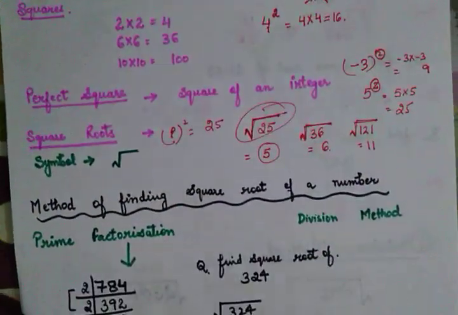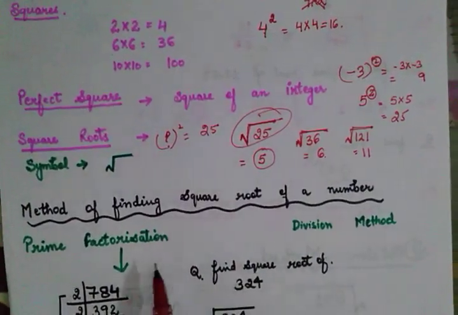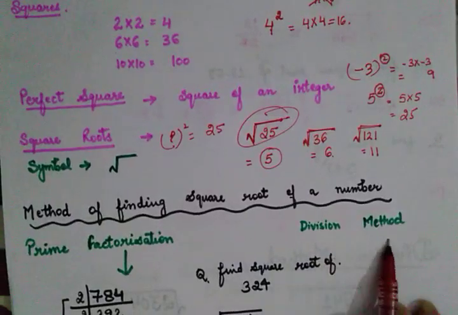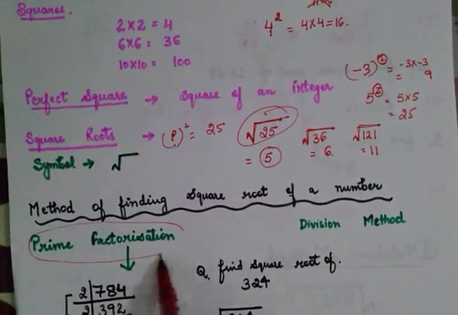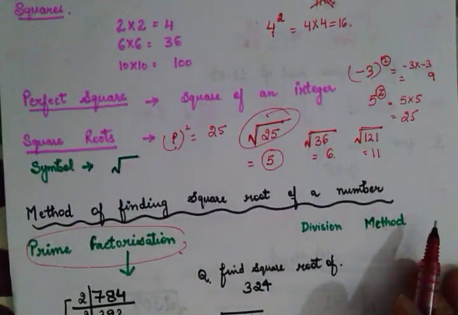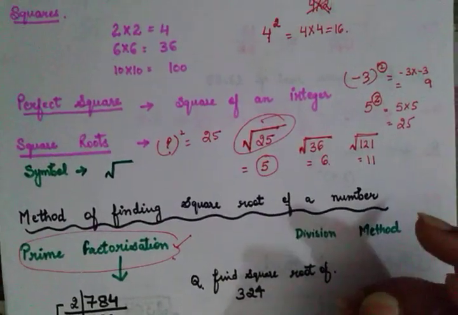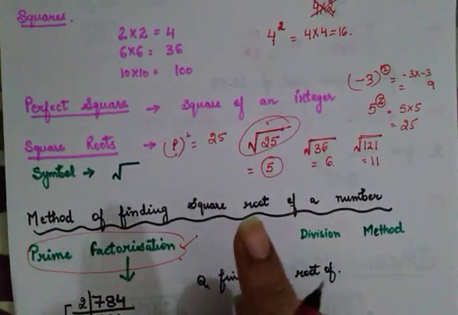Now when we are finding the square root of a number, we have two methods. One is prime factorization and the other one is the division method. First of all, we are going to discuss prime factorization in detail. A very easy technique. You will also find it very easy to solve. Prime factorization, I hope the name is clear to you.